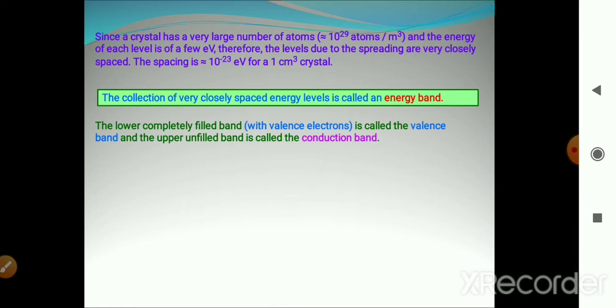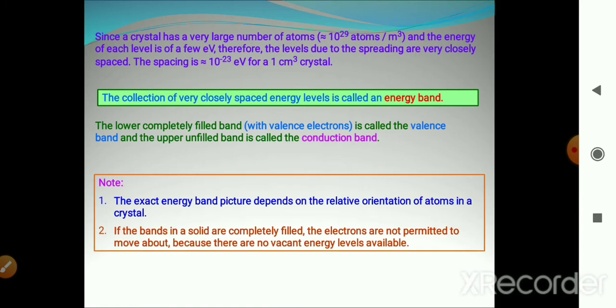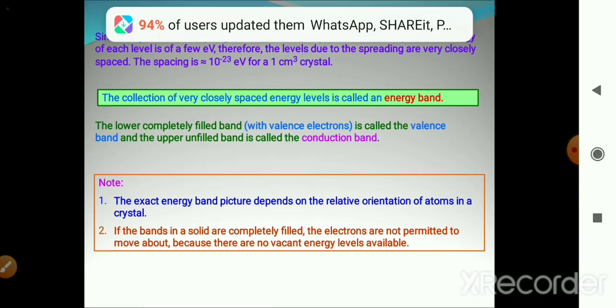Now, when we say that an electron is in valence band, it means it is tightly bound in covalent bonds. And when we say that an electron is in conduction band, that means it is free from its parent nucleus and it is available for conduction. Now, the type of material depends on the gap between valence band and conduction band.